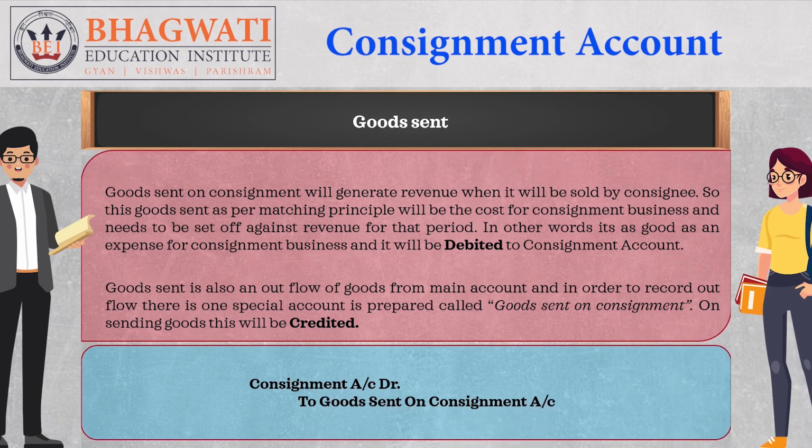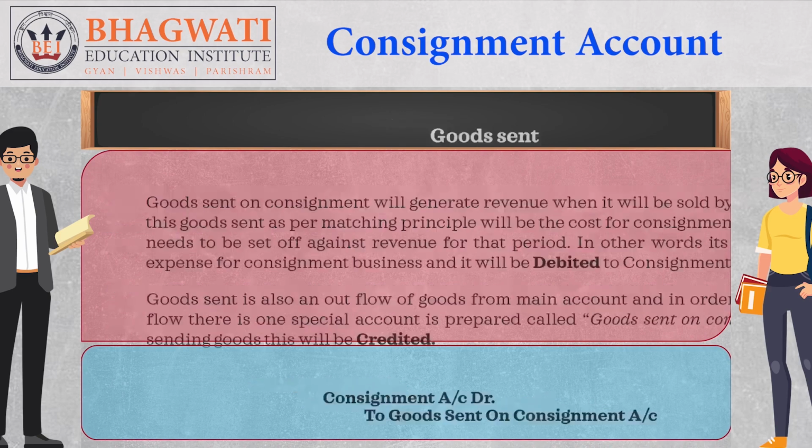Now here I'm saying consignment account, but in practical life, let's say we have sent goods on consignment basis to city A. So instead of consignment account, they write consignment to city A account. As we have discussed, for different consignment businesses we prepare different consignment accounts. So rather than saying consignment account, I will say the respective consignment account should be debited. Let us check the next transaction.